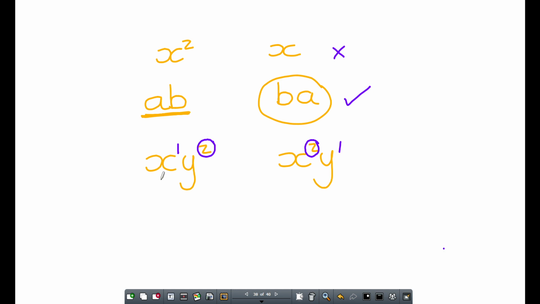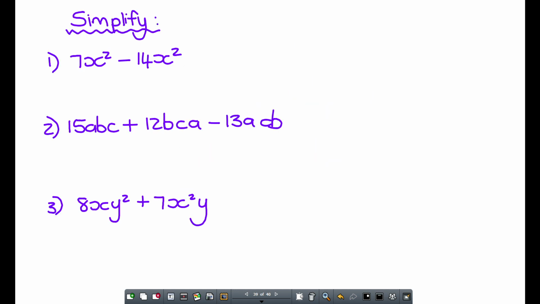Over here, I've got x y squared, and x squared y. Are they like terms? Look at the x. X to the power of 1, and over here, x to the power of 2. So already you see they can't be like terms. Right. And look at the y's. Y to the power of 2, y to the power of 1. So definitely not like terms. Okay. So then I gave them these three. So what I want you to do is simplify, meaning first have a look. Are they like terms? And if they are, then you can go and add or subtract.